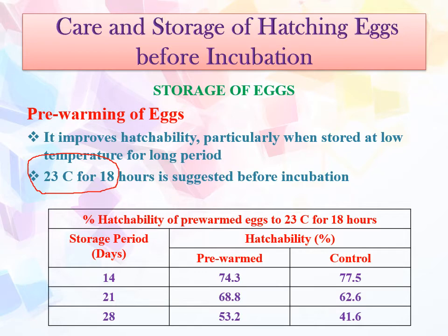So here also in this table you can see the hatchability is generally higher whenever the storage period is very long, because in this storage period they are stored at 10 degrees. So before putting them into the incubator, if we have pre-warmed them at 23 degrees centigrade for 18 hours, the hatchability will be increased as compared to the control.